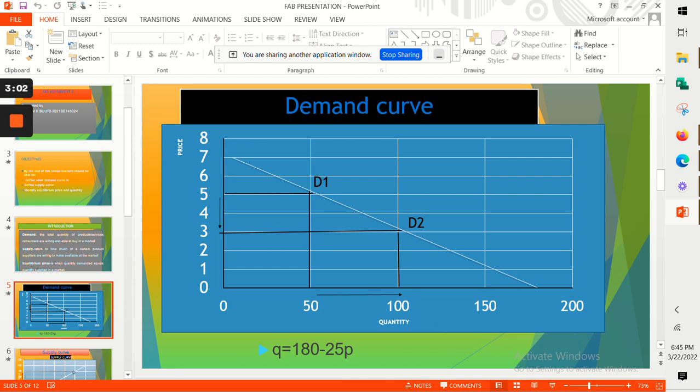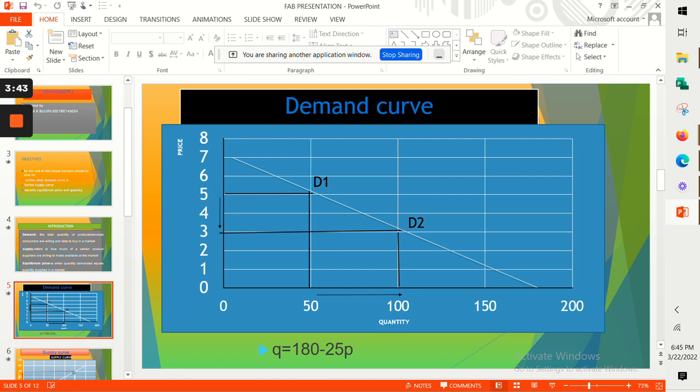And in our first instance, on day 1 at price 5, the quantity demanded for this product, let's use a mango as an example, was 50 pieces at 5 shillings each. And when the price went down to 3 shillings, the demand increased to 100. This clarifies the definition of our demand curve, where we say it is the quantity of product or service that buyers or consumers are willing to buy at the market at the prevailing price. And in this case, we can say that is a demand curve.